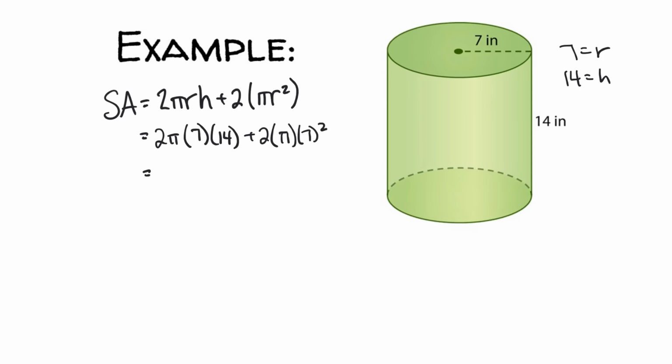Okay, so we just need to do a little cleaning up here. So 2 times 7 is 14, times another 14 is 196 pi. Plus, let's see, 7 squared is 49, times 2 is 98 pi. So I just need to add those together, so that gives me 294 pi square inches.